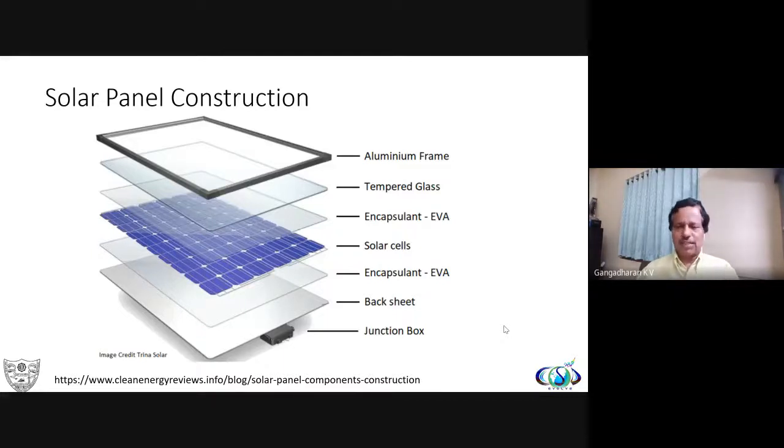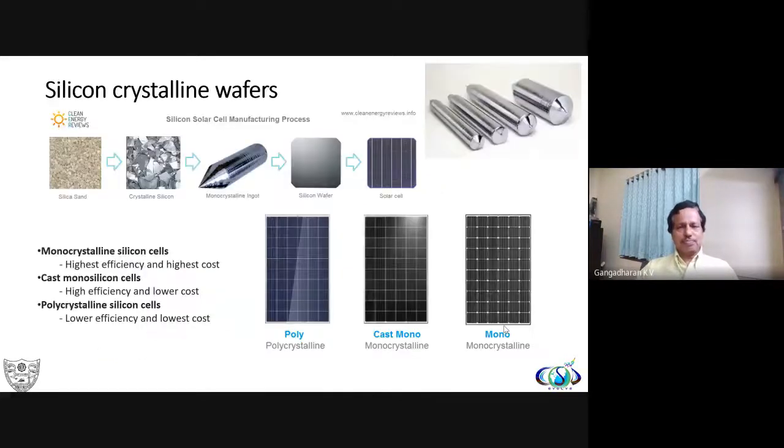non-conductive in terms of electricity. Then a solar cell, which is a silicon wafer. We'll see how the silicon wafer is. Then again, one more insulating layer. When I say insulating, it is not a thermal insulation, it is an electrical insulation. And there is a strong backsheet and a junction box where the power is taken.